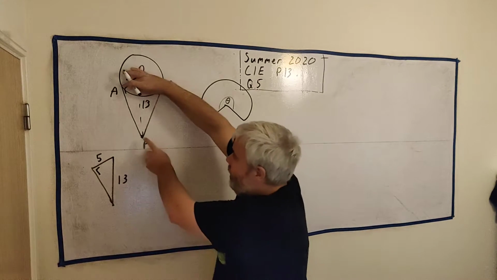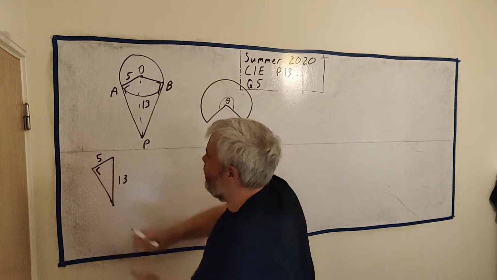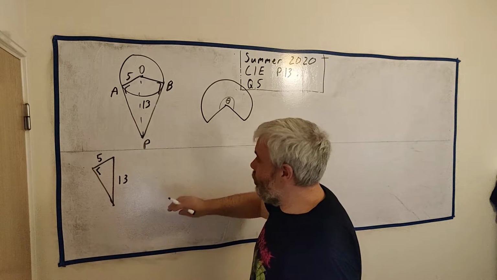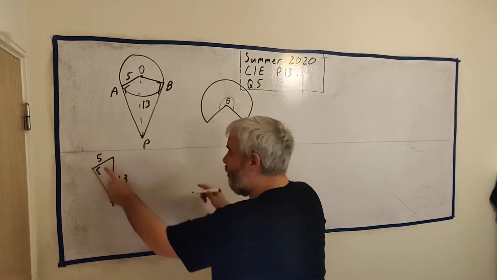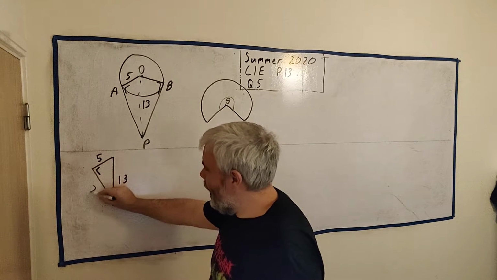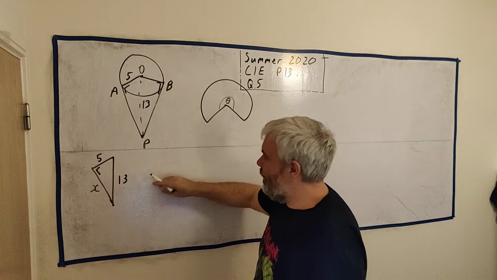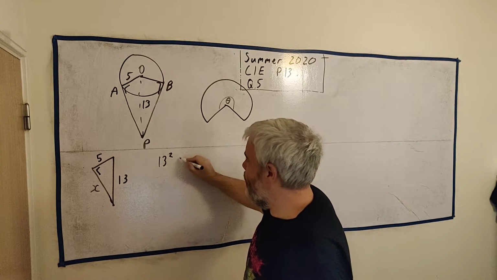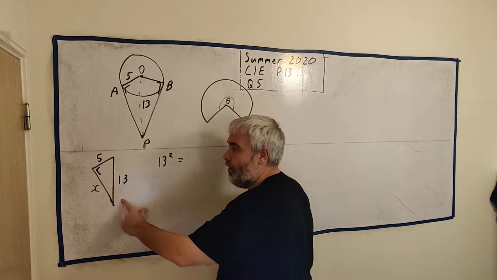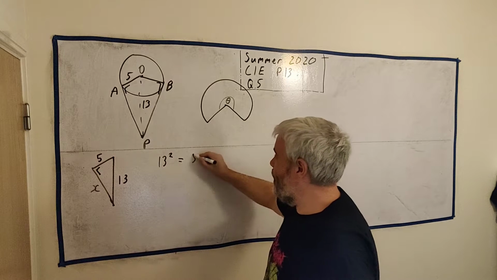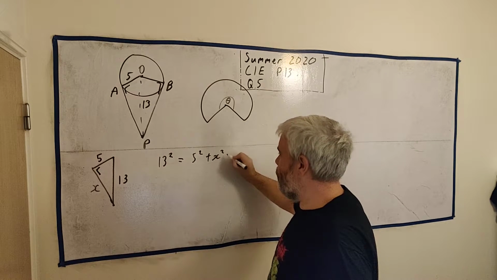And one thing we need is this length. So let's just find this length here. To do that, we're going to use Pythagoras' theorem. We have 5 squared, well, let's call this one x to help us out. We would get, well, let's write it this way. 13 squared must equal, the hypotenuse squared is equal to the sum of the other 2 sides. 5 squared plus x squared.